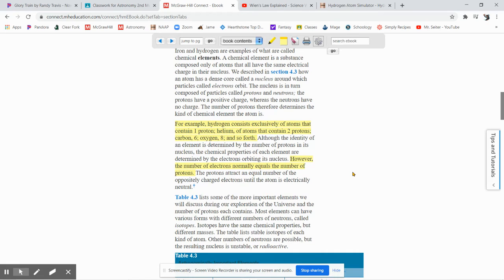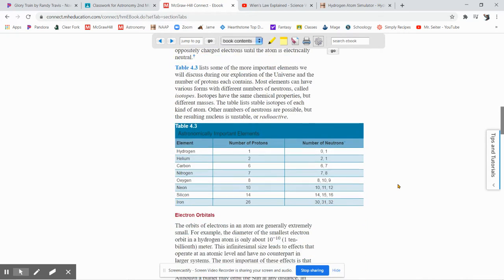Although the identity of an element is determined by the number of protons in the nucleus, the chemical properties of each element are determined by electrons. However, the number of electrons normally equals the number of protons. Protons attract an equal number of oppositely charged electrons until the atom is electrically neutral. Hopefully you remember how to get a neutral atom. You just add the number of protons and electrons, and that charge should balance out to 0.